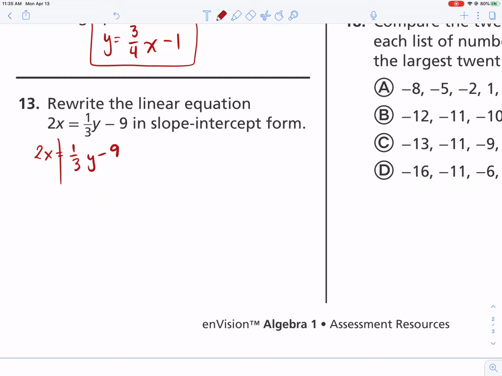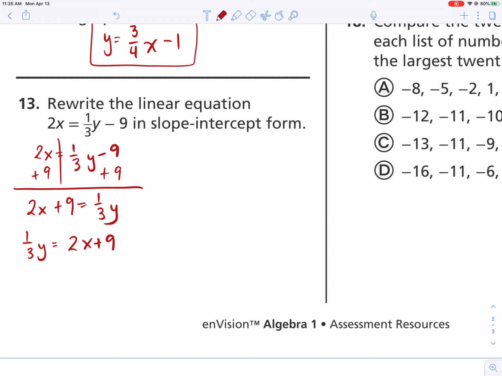We're going to get the y by itself. So now you can subtract 2x if you want, or you can move the 9. So I'm going to move the 9 because I want the y to be by itself, and that way it's less work. So 2x plus 9 equals 1/3 y. And if that confuses you, go ahead and rewrite it as 1/3 y equals 2x plus 9. It's going to give us the same thing.